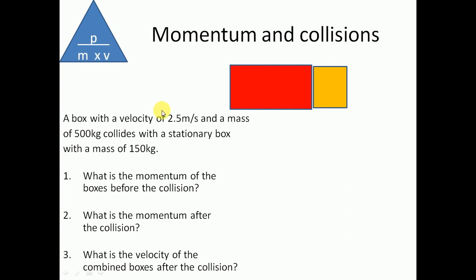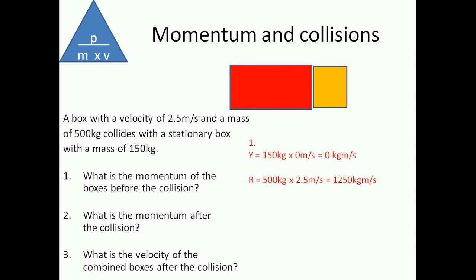On the other hand, the red block is moving, and it has a mass of 500 kilograms, and it is moving at 2.5 meters per second. Therefore, the momentum of the red block is 500 multiplied by 2.5. So its mass multiplied by its velocity, which gives us 1,250 kilogram meters per second. Therefore, the momentum before the collision is 1,250, since the yellow block isn't moving and the red block is moving with a momentum of 1,250 kilogram meters per second.